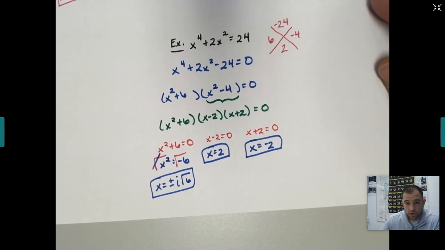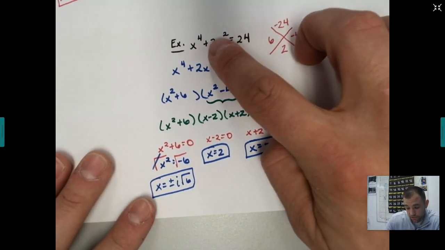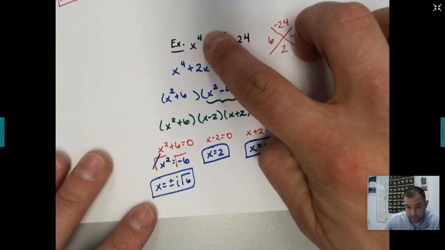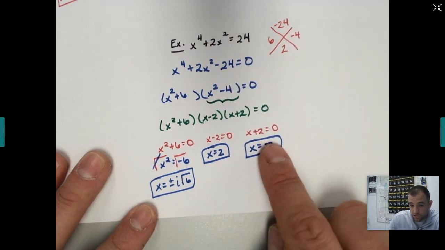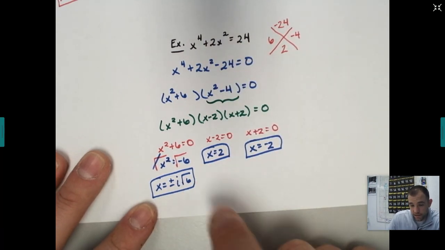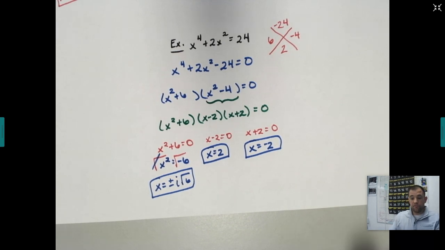Okay, so we have now solved higher degree polynomials. So that was the first thing we wanted to talk about. And notice on this one, I forgot one thing. The biggest exponent was 4, and we have 4 answers: 1, 2, positive i radical 6, and negative i radical 6. Okay, so we found our 4 answers.